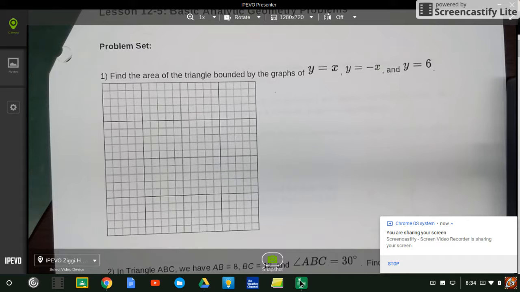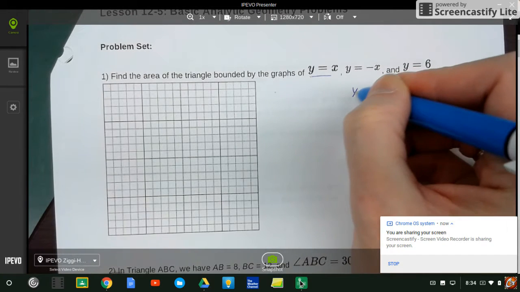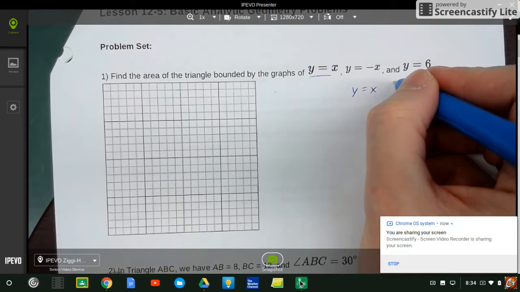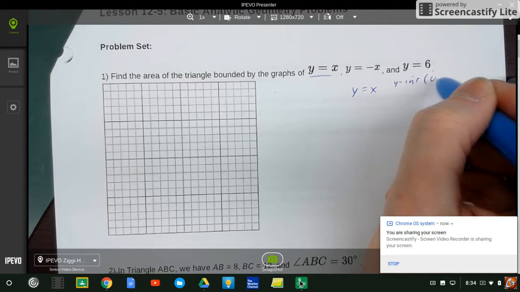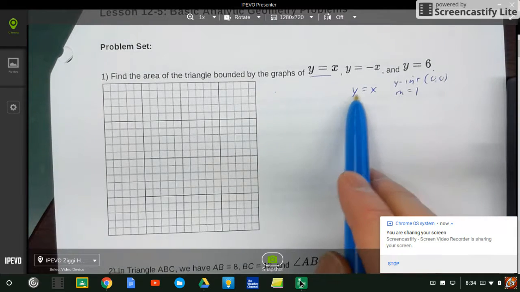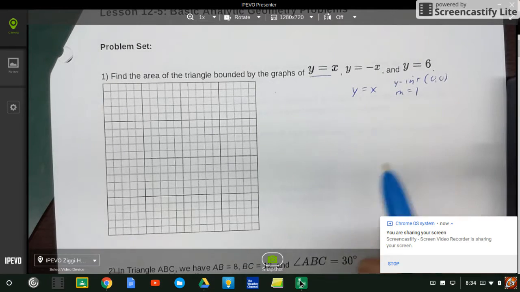Okay, so let's talk about solving this problem. Just like we did in class, I've got some questions I need to ask myself. Like, what is this graph? y equals x. Well, since it's a graph, it's a line. We'll have a y-intercept of (0, 0) and a slope of 1, because think of it as y equals mx plus b. b is 0, slope is 1.